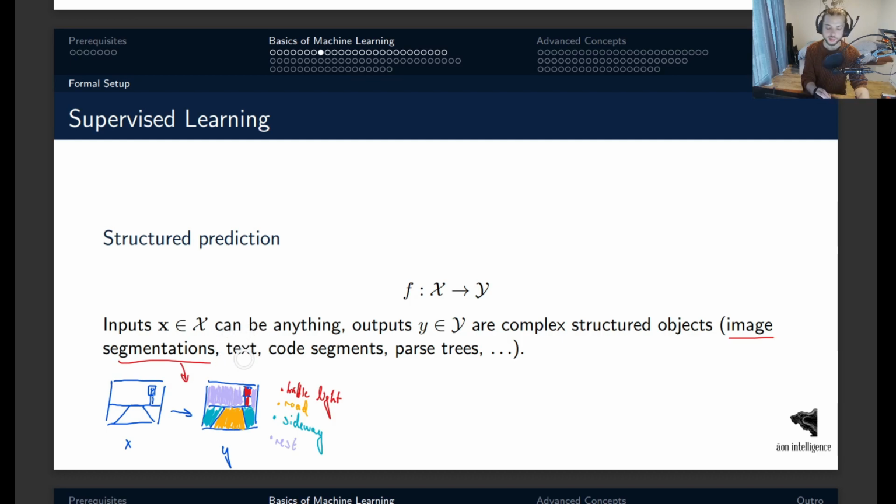Or you could also have a structured prediction problem where your mapping F creates text. So for example, if you give it some suggestions, some keywords, it inspires the mapping to write a text, a short story, or a poem. Or it could create code segments. So if you've heard about the GitHub Copilot, then this is an exciting model that produces code for you. So this is also a structured prediction problem. But your model could also produce path trees or molecule structures or anything else that you train it for.